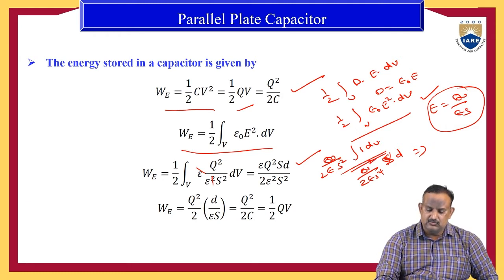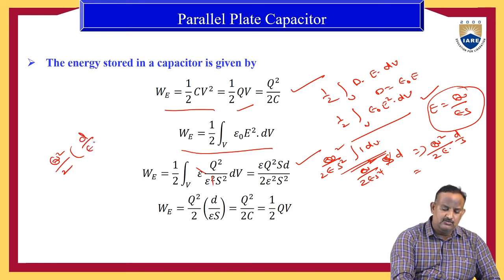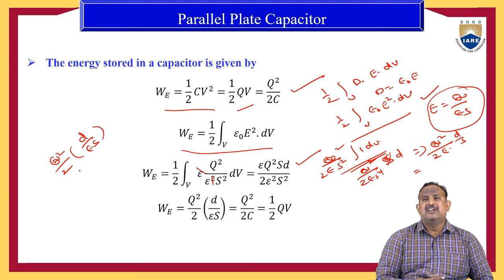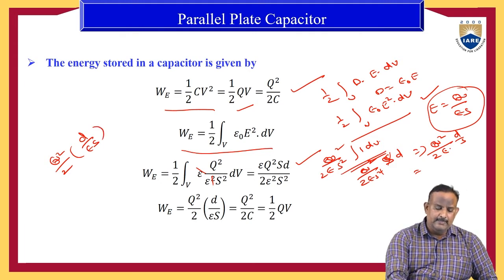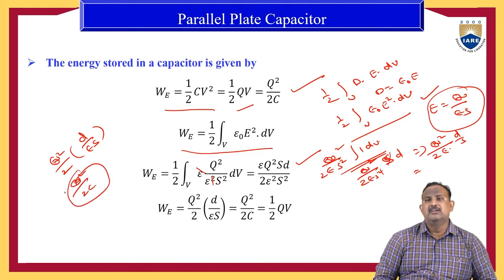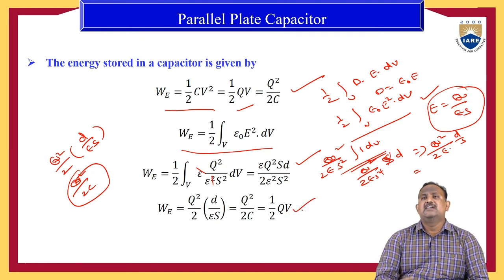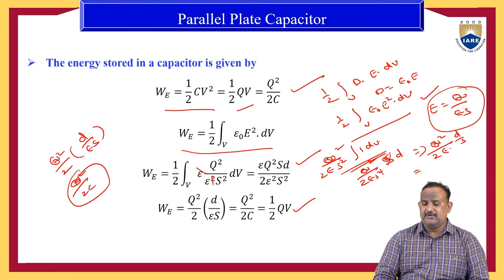We have Q square. Finally we have Q square by 2 epsilon into D by S, or we can express it as Q square by 2 into D into D by epsilon S. But we know the capacitance C is equal to epsilon S by D. Therefore we can express it as Q square by 2C, which is nothing but half QV, which is the energy stored by a parallel plate capacitor.